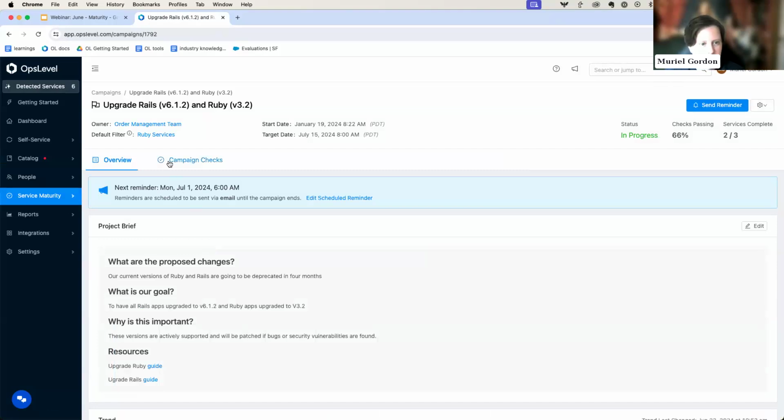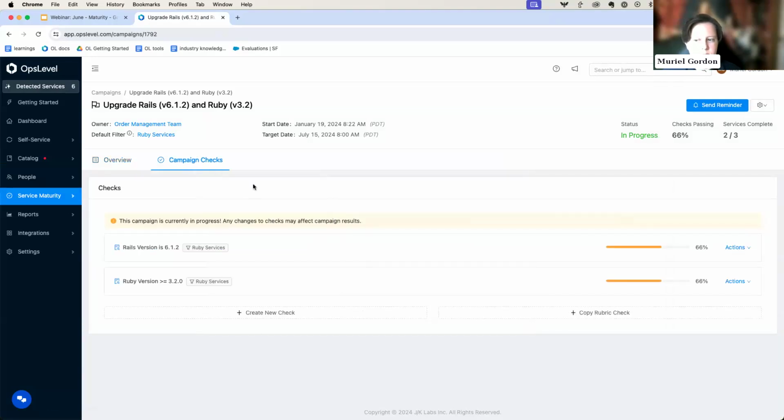And here is another word of the day mention. You can have checks with campaigns as well. And the checks that are associated with campaigns, while the campaign is ongoing, only live here. They're not part of your rubric or scorecards. These are just to see, we've got this campaign in progress. Are we hitting the goals that we want to hit?